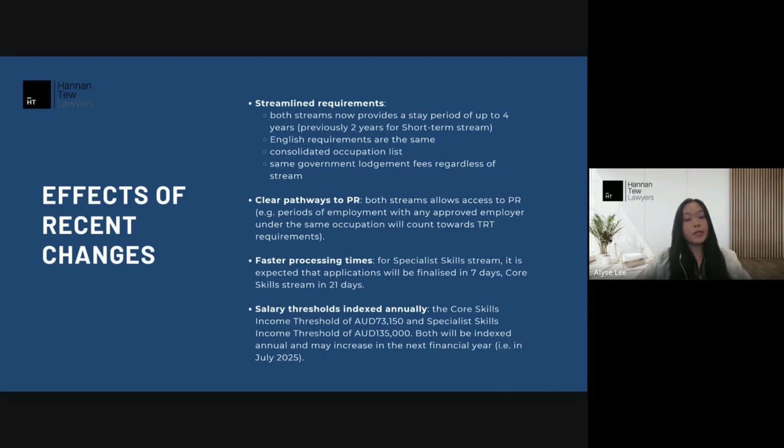There's also faster processing time. For the specialist skills stream, it's expected that applications will be finalized in 7 days. Core skills stream applications will be finalized in 21 days. We're yet to see this in practice, but there have been a few applications that do come through within that time period. Lastly, the salary thresholds, as I mentioned earlier, will be indexed annually. So both the core skills and the specialist skills income threshold will increase in the next financial year.